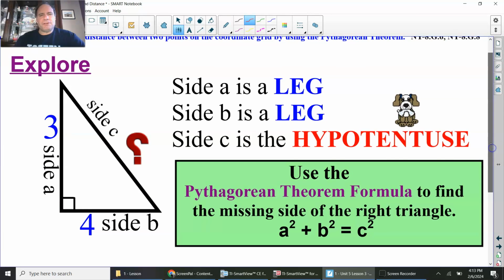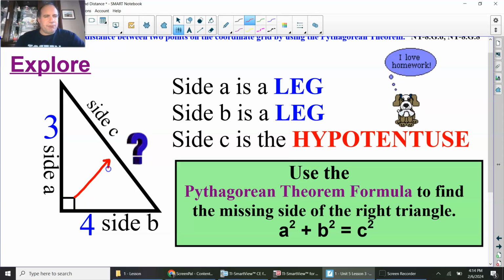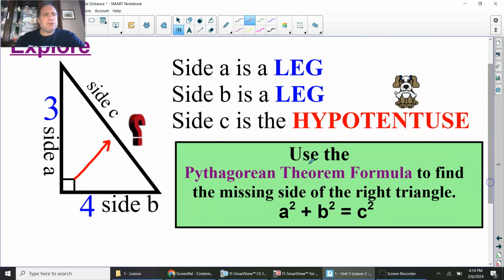So first question is very, very easy. We're going to use the Pythagorean theorem to find the missing side C. They're not going to be labeled like this, so you have to identify side C. So opposite the right angle, you see how I drew that arrow pointing to side C. So I would just say, okay, this is side C. Now I'm going to write down the Pythagorean theorem: a squared plus b squared equals c squared.